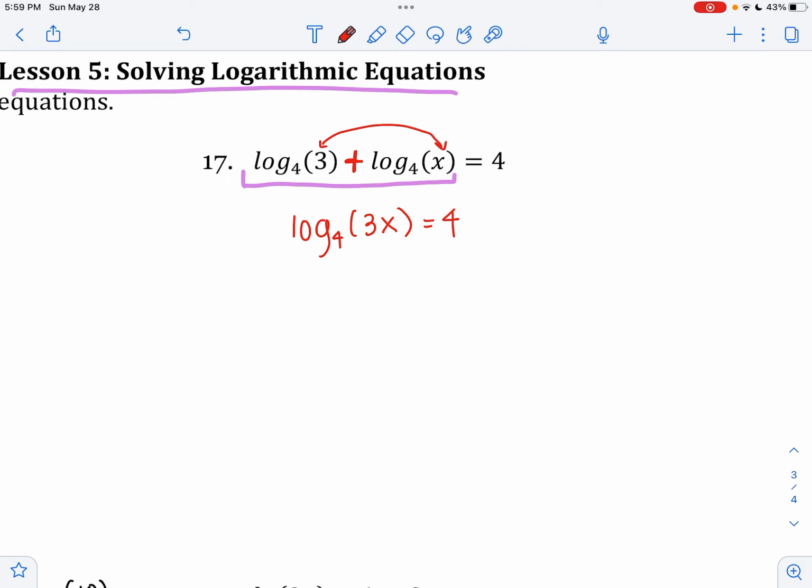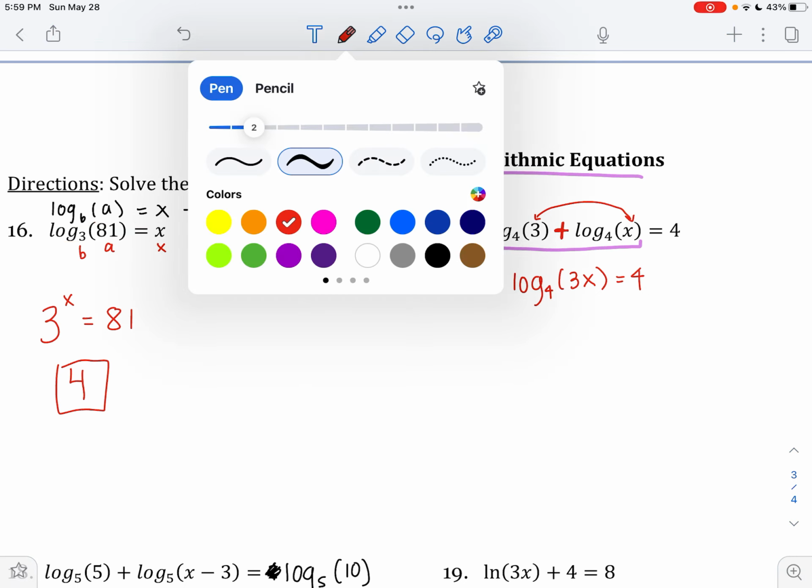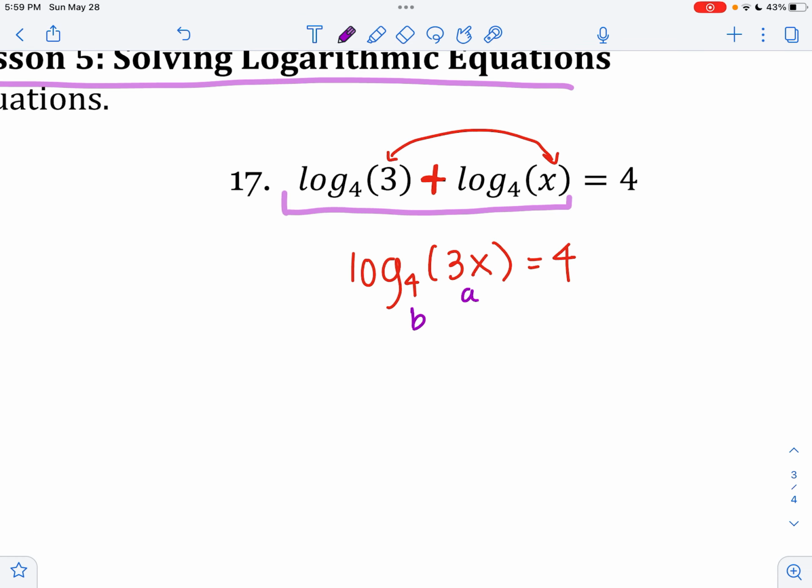Now notice how this looks like number 16, doesn't it? You see how now there's just one log on one side, right? And we can label this b, a, and x. So b to the x equals a. So b, which is 4, to the x, which is also 4, equals a, which is 3x.